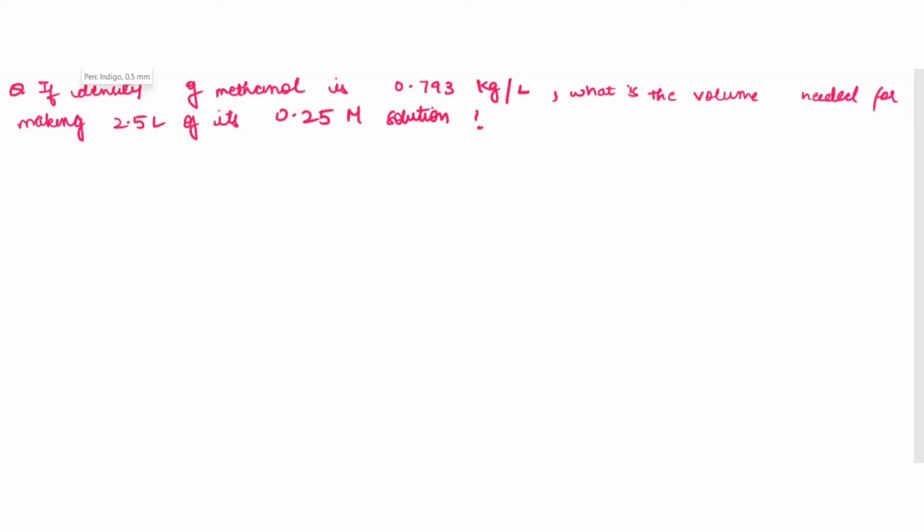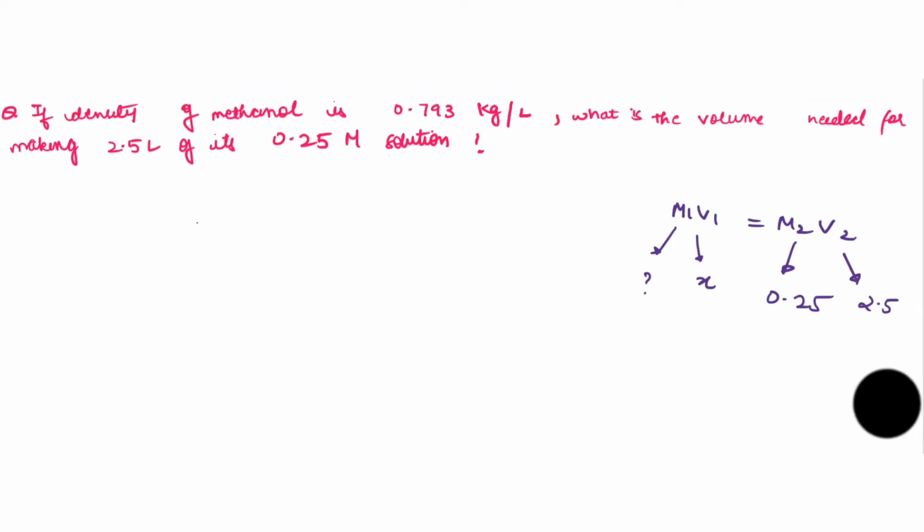From the formula M1 V1 is equal to M2 V2, M2 is given, V2 is also given, that is 0.25 and 2.5. Let's assume that V1, the first volume, is what is being asked. They are asking what is the volume needed for making, so they are asking for another volume. So let's say that is X. So here in this equation, what is missing? M1 is missing. So that is what we have to find now.